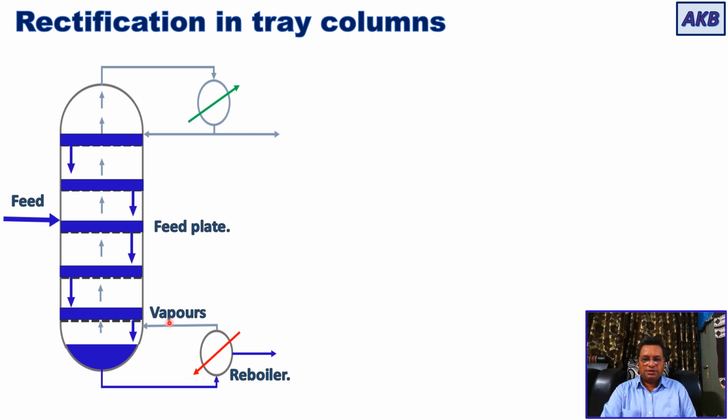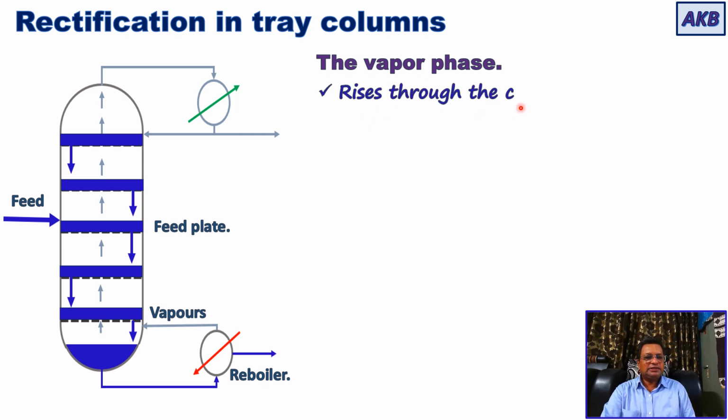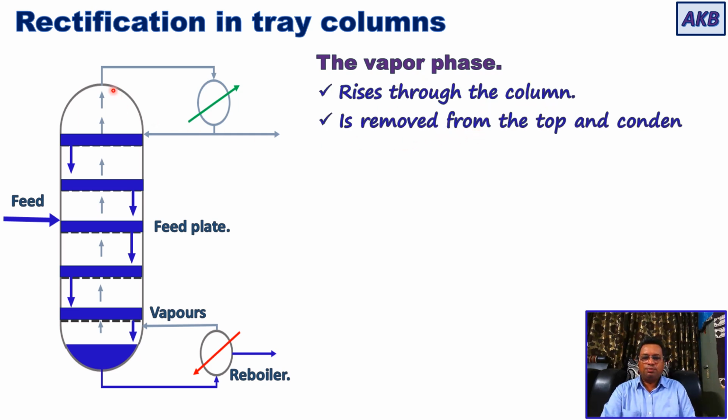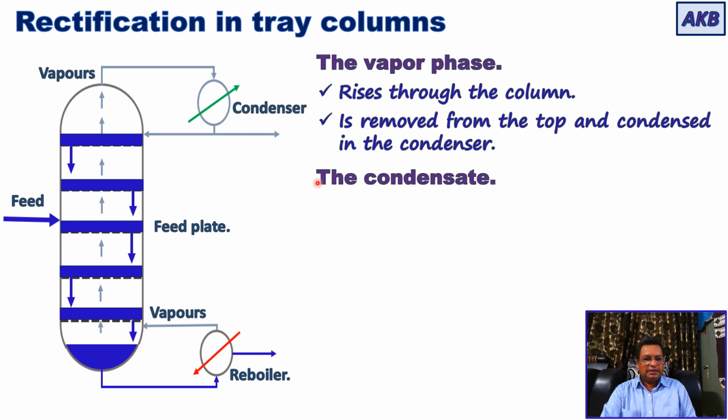Okay, so the vapor phase is now entering. What happens to it? Now let us understand. The vapor phase rises through the column, as I said, then it is removed from the top and condensed in the condenser. So the vapor phase is removed from the top, sent to the condenser, and condensed there. The resulting condensate is divided into two parts.